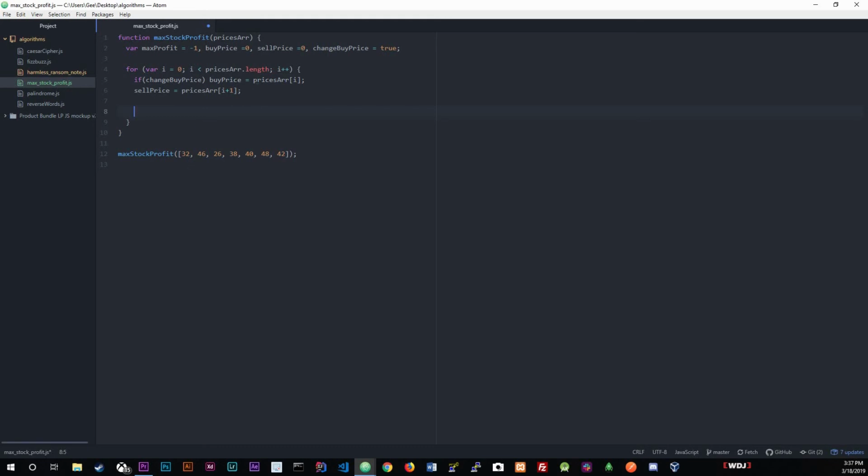So for this first indicator, we know that 32 and 46 was good. So we actually got the profit from that, right? But we know that 32 and 26 was bad. That means that this logic right here, we need to add that logic, meaning that our sell price is less than our buy price because 26 is less than our 32, right? So if our sell price is less than our buy price, we need to change that buy price, right? So change buy price equals true.